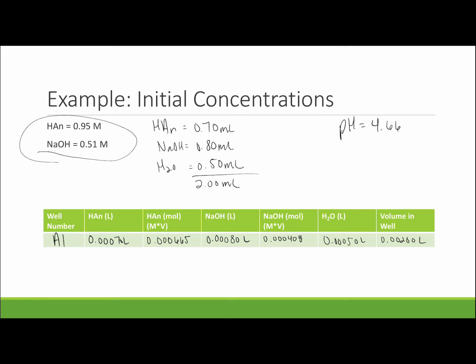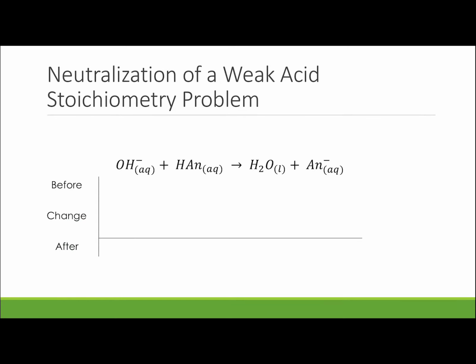Okay, now we're doing a partial dissociation, so we are going to react the sodium hydroxide with the acetic acid, and it's going to react completely. So we start out with 0.000408 moles of our sodium hydroxide and 0.000665 moles of our weak acid, acetic acid. We're going to put these into a BCA table, before, change, and after, and we're going to see how this changes. Our sodium hydroxide and our acetic acid are in 1-to-1 mole ratios.